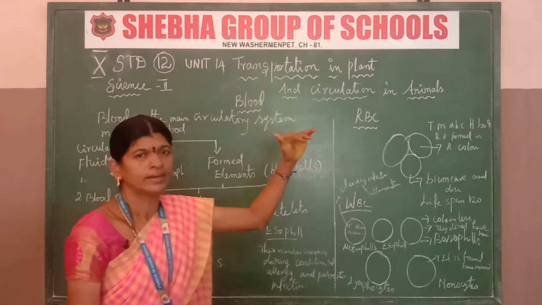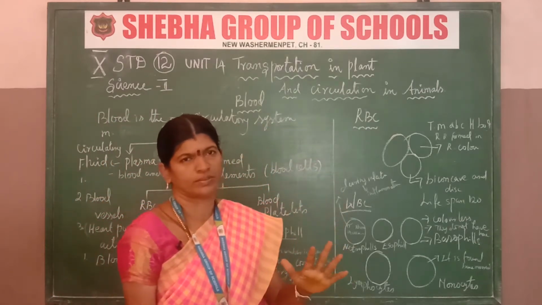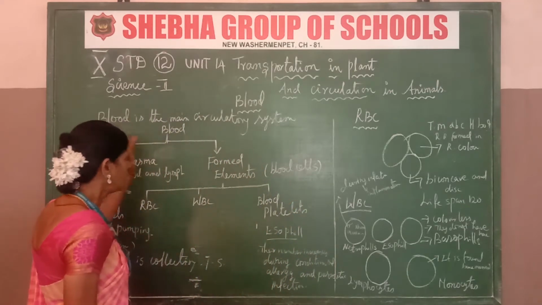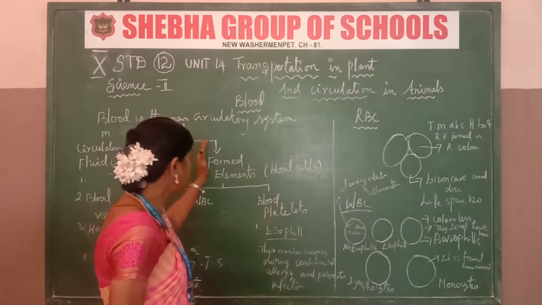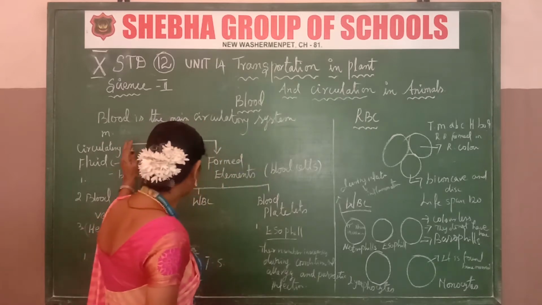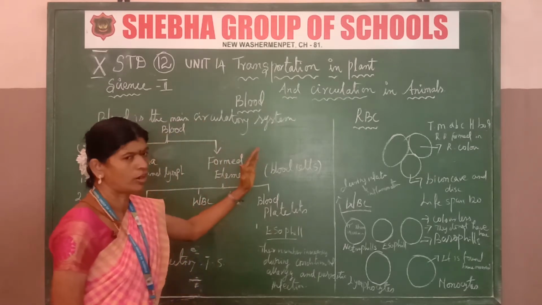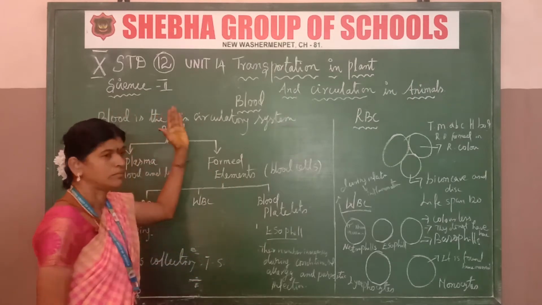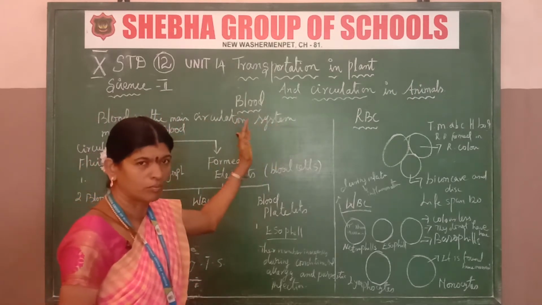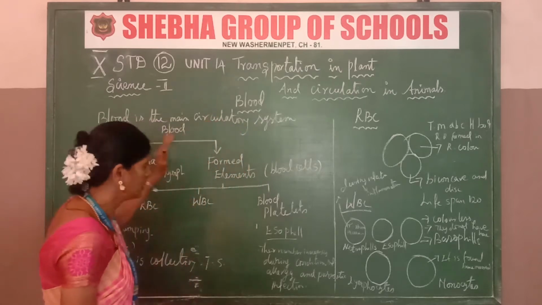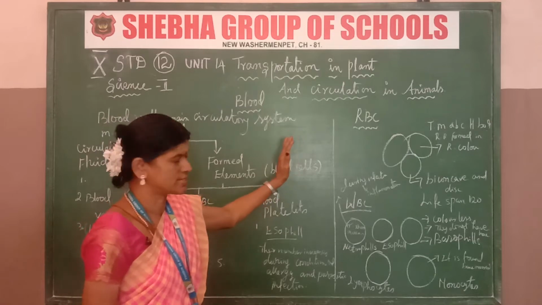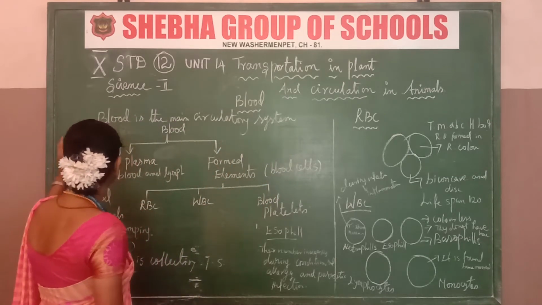The blood is divided into two types. One is plasma and the other is the formed element. It's clear. So first of all, blood is the main circulatory system in our body. There are two types of blood: plasma and the formed element. It's clear.